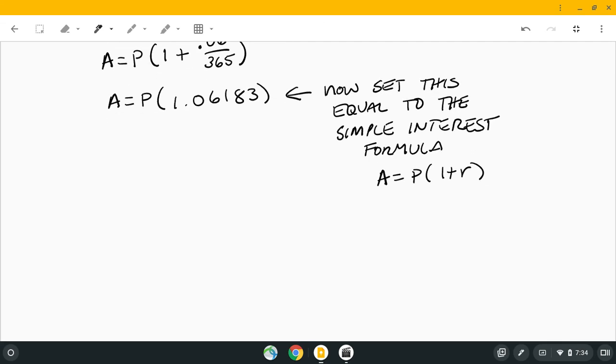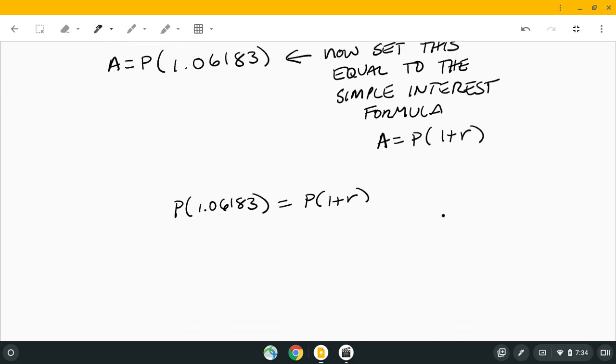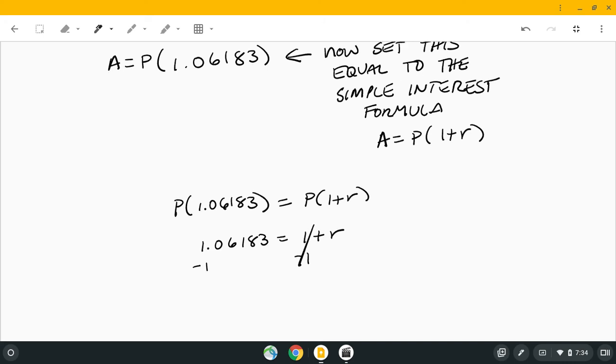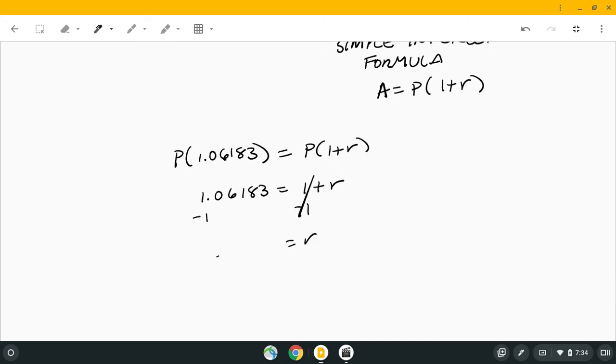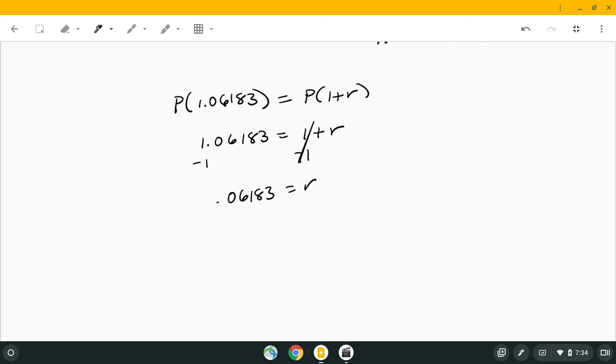We set them equal to each other. This should be equal to this. Okay. And if they start off with the same initial amount, P, well, they cancel out because we can divide both sides by P. So we get 1.06183 should equal 1 plus R. And then if you subtract 1, then R is equal to 0.06183. Okay. And you would write this as a percent.